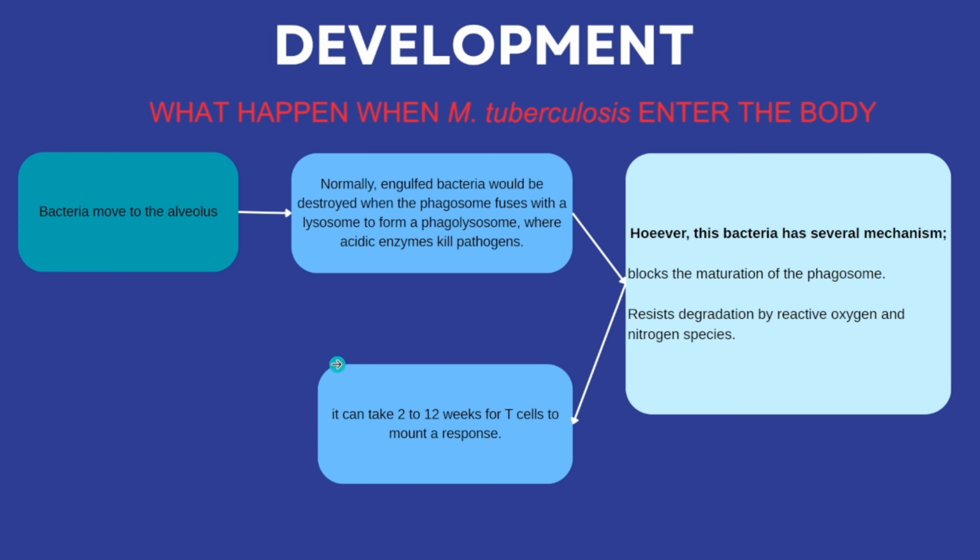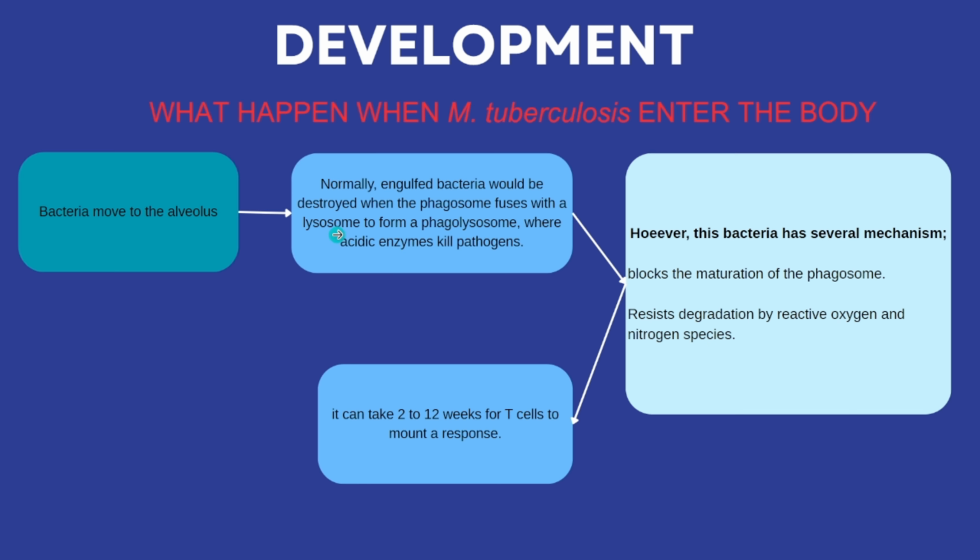Okay, so the development. When you get the disease, the bacteria will go to your lung, to the alveolus, and will infect your macrophages in the alveolus. Normally the bacteria would be destroyed when the phagosome fuses with a lysosome to form a phagolysosome, where acidic enzymes kill the pathogen. So this is the normal situation.